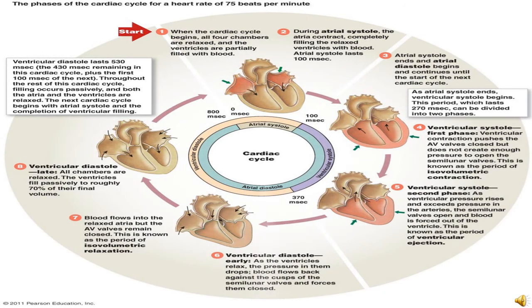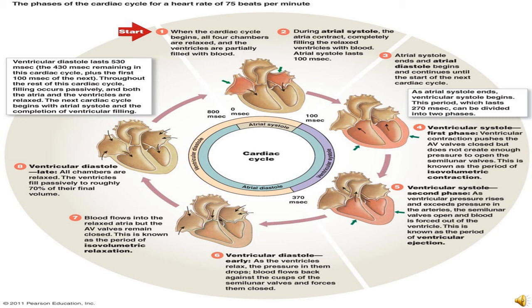Moving on to the summary of the whole cardiac cycle, the starting point is where the SA node generates the impulse, all four chambers are relaxed, and the ventricles are partially filled with blood. During the atrial systole, the atria contract and complete the filling of the ventricles. The atrial systole lasts for 100 milliseconds.